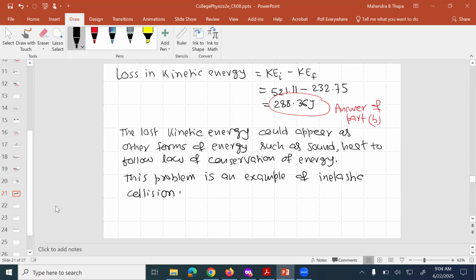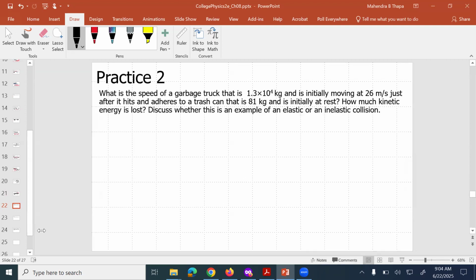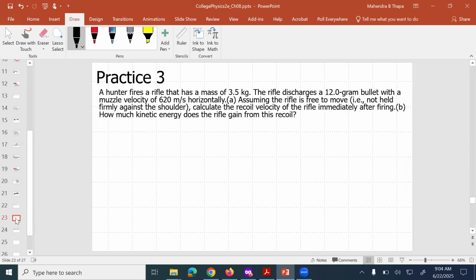Based on these examples, you can practice problem 2. Similarly, you can practice this practice problem 3.